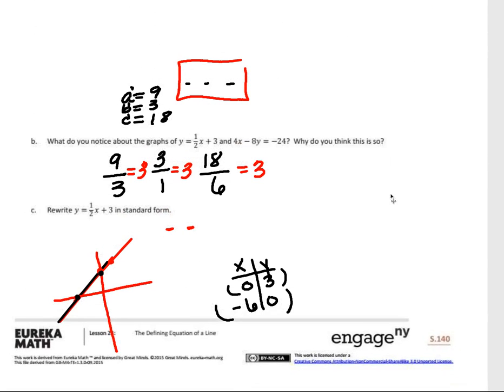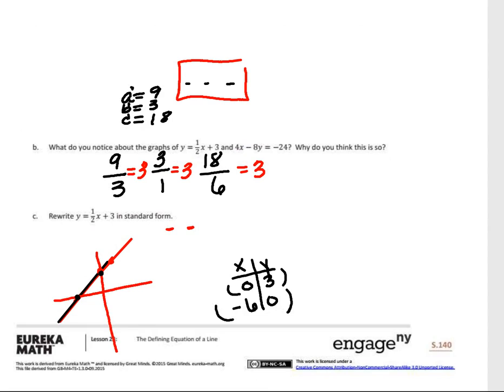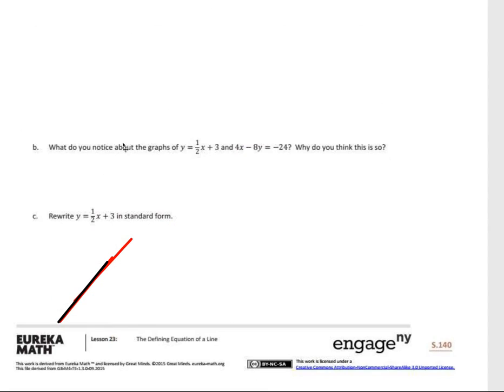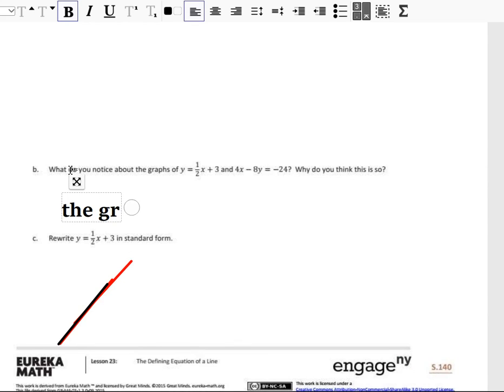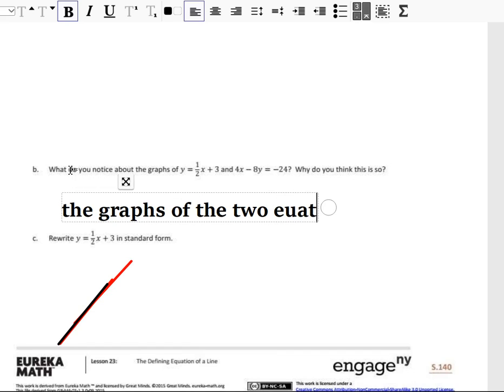As we take a look at B, B says, what do you notice about them? Well, it is the exact same graph of the line, of the equations. The graphs of the two equations are the same. Why? Why do you think that is?